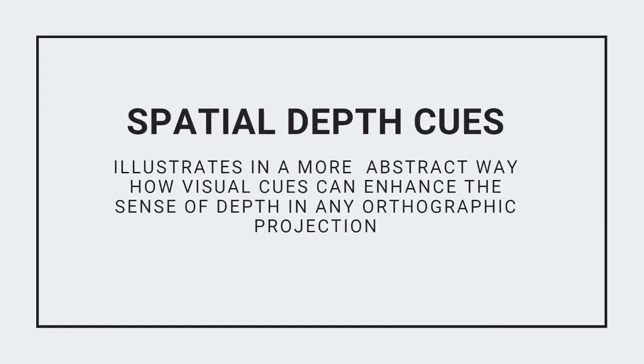So speaking of elevation views, medyo importante ni nga natay spatial depth cues to illustrate in a more abstract way how visual cues can enhance the sense of depth in any orthographic projection. So, of course, ang elevation views kay orthographic projections man, diba? As I've said before, naatay kanang height sa atong object, then ang length or ang width, no? So, basically, orthographic, so 90 degrees na sa tanan. So, perpendicular ang atong line of sight, and perpendicular na sa atong building.